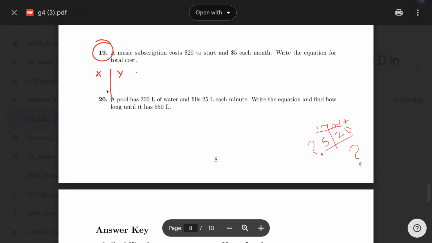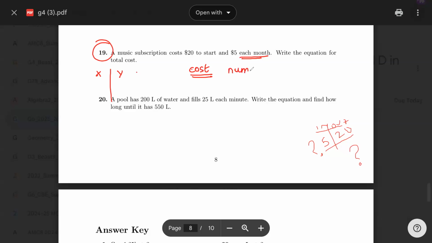They're talking about the cost, like $20 and $5 each month. Cost is what they are discussing. That is one quantity. What is the other quantity? The months. Number of months.